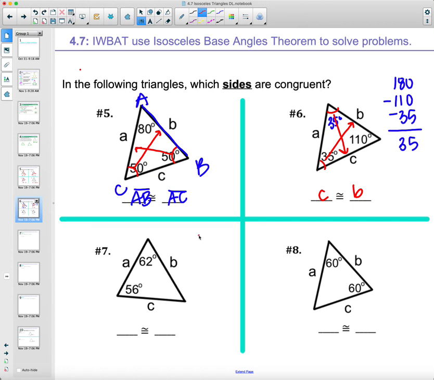So again here, do 180 minus 62 minus 56, and you'd get 62. So then you'll see that this angle is congruent to this one. So draw across from those equal angles to figure out the two sides that are equal. Subtract 60 and 60 from 180, get 60 again. So you get equiangular, which means that all three sides are the same.